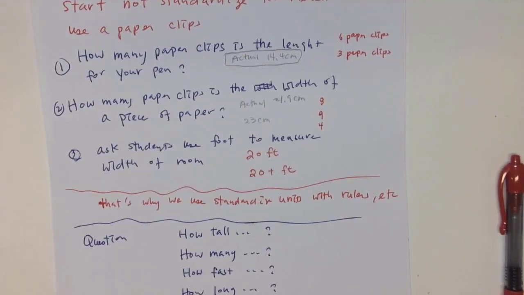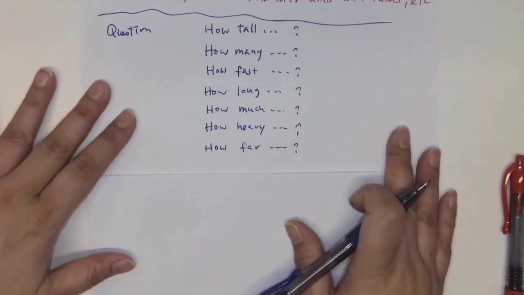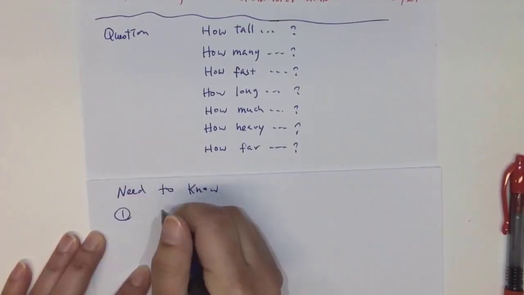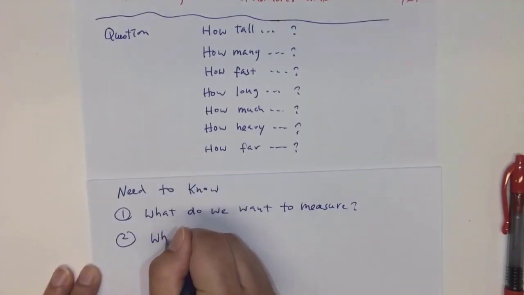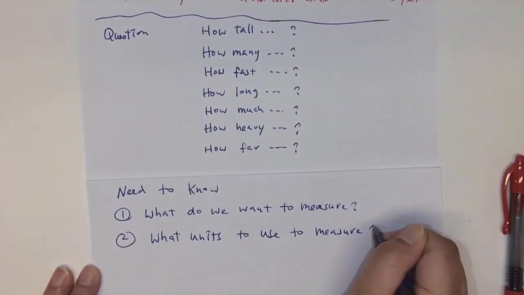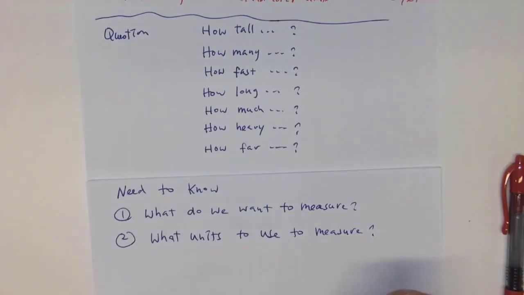But when we measure something, there are several things we need to know. We need to know what we want to measure and what units to use to measure. Even when we have the ruler, we can use either centimeters or inches, right? So we need to understand which units we are using and the amount we have in terms of the unit chosen.